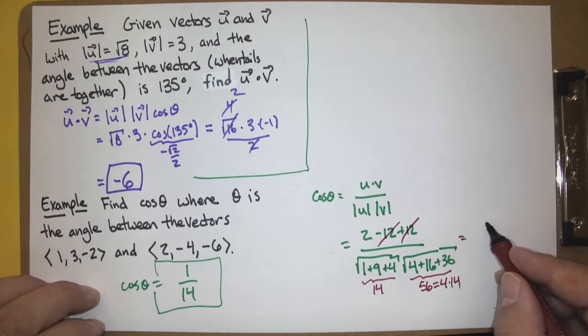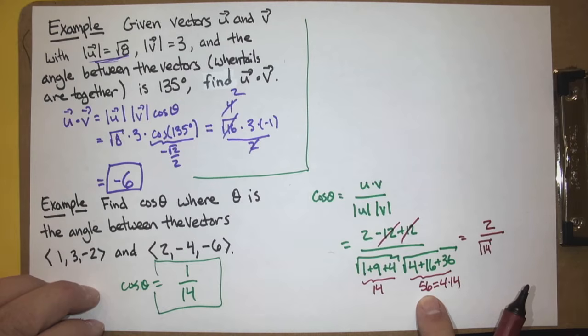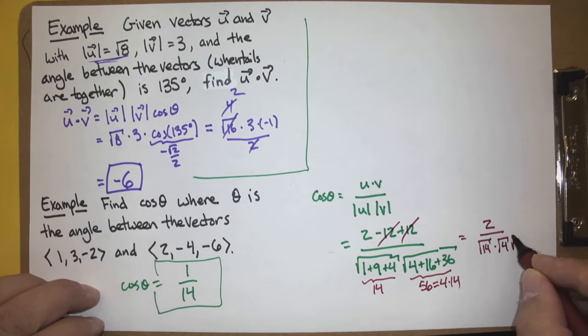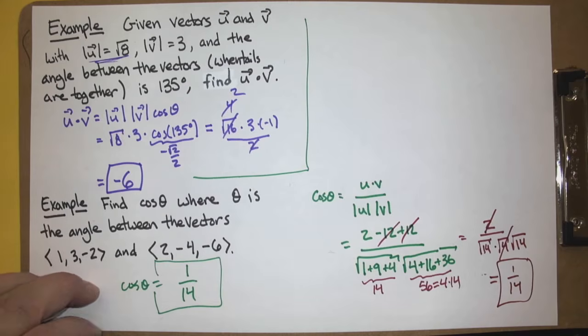So what do we have? We have 2 upstairs. The square root of 14 is the first term. If I take the square root of 56, I can take the square root of 4 and the square root of 14. Square root of 4, that gives me hope. Square root of 4, also known as 2. So we get cancellation. Square root of 14 times square root of 14 is 14. All right, good.